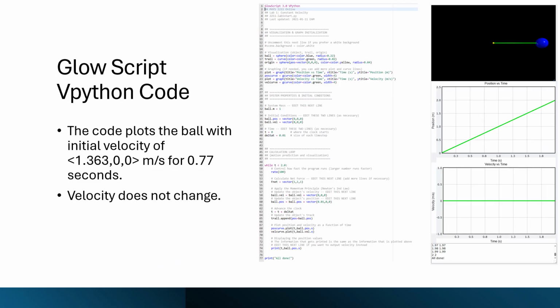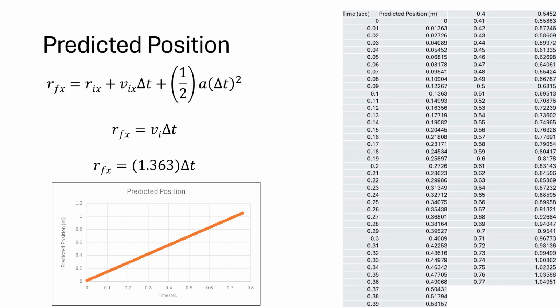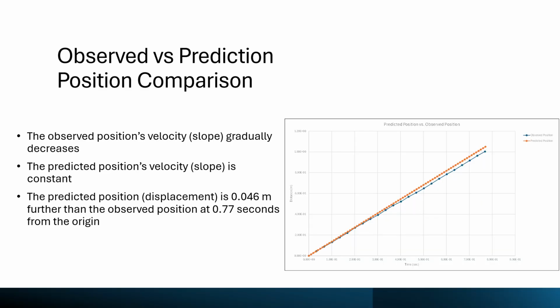The GlowScript basically took the initial position and then plotted each position over the time interval by adding the velocity times the time interval to give you a constant velocity and a linear graph for position versus time. It basically used the first kinematic equation, the distance one, to calculate the position versus time graph. The observed versus predicted position comparison.